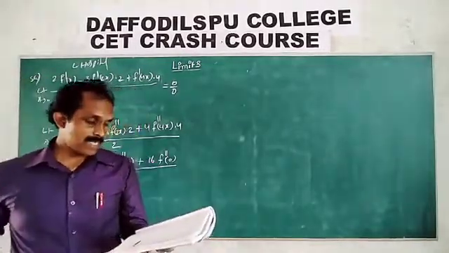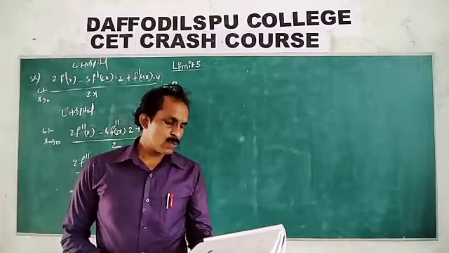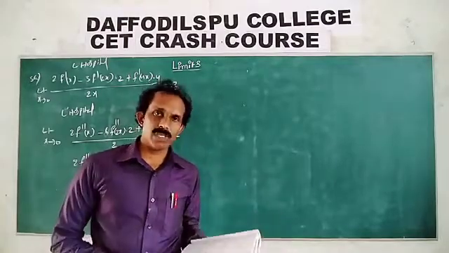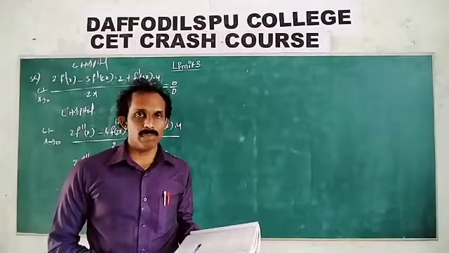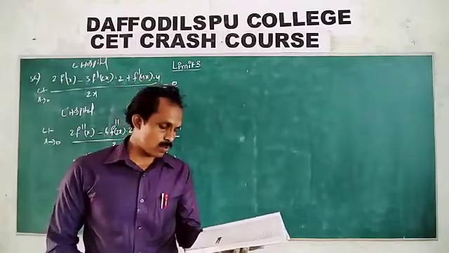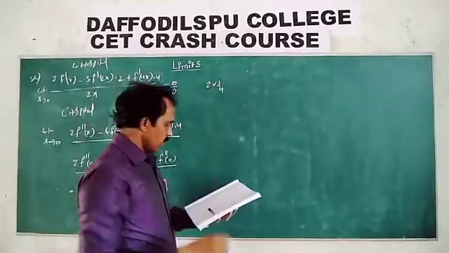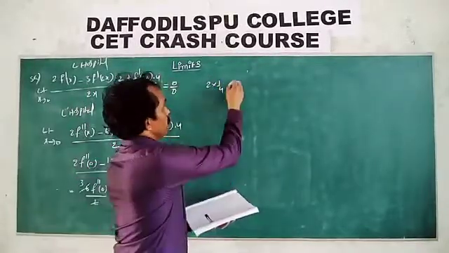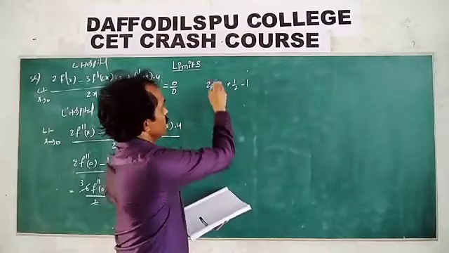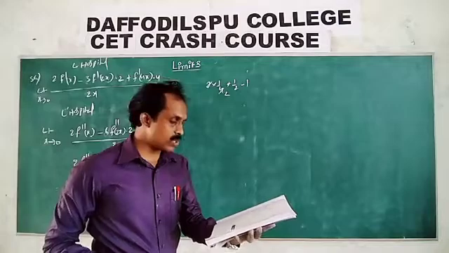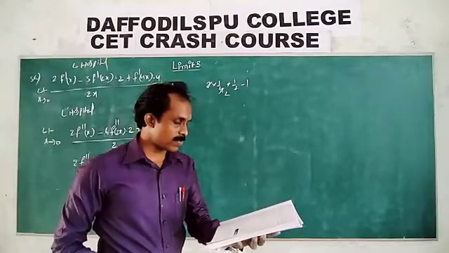Okay, right. 37, x tends to pi by 6, you substitute directly. 2 sin square x, pi by 6 means 30 degrees, sin pi by 6 is 1 by 2, so square is 1 by 4. 2 into 1 by 4 plus 1 by 2 minus 1. What is this answer? 0. So the denominator also 0, 0 by 0, apply L'Hospital rule.